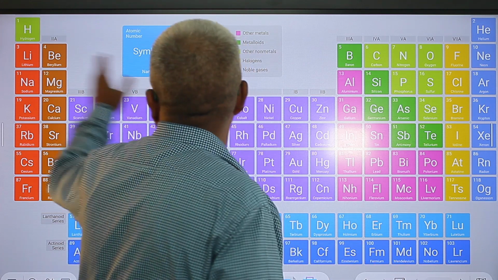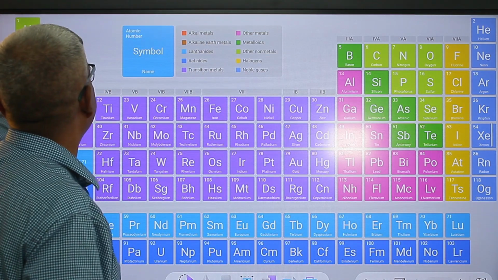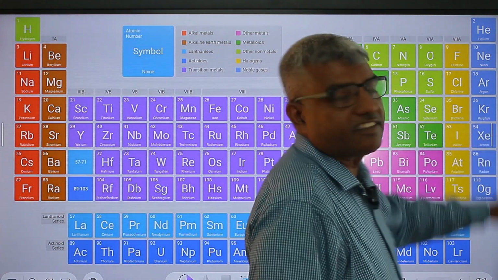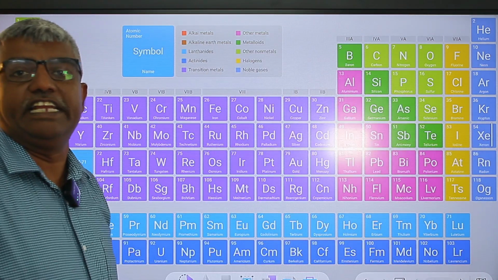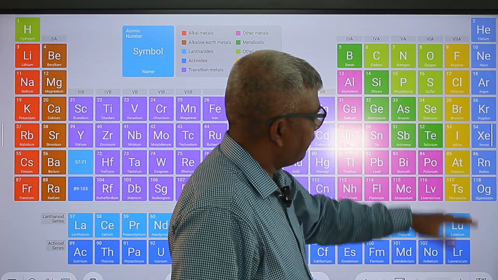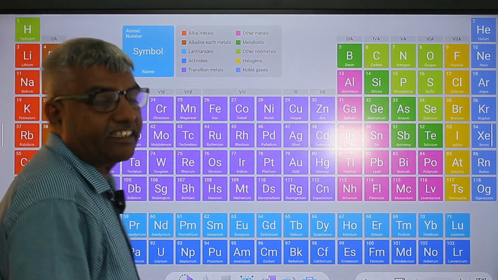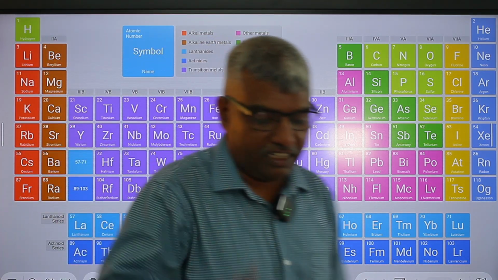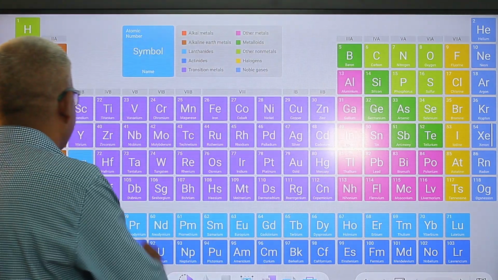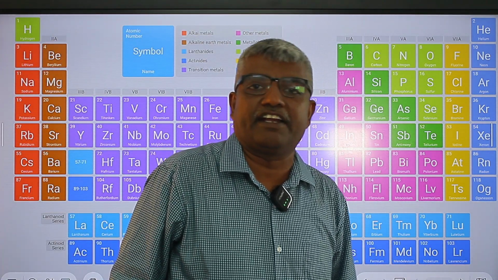There are 18 columns and 7 rows. You see there are 18 columns: 2 columns here, 10 here, 6 here. So 2 plus 10 plus 6 is 18 columns. There are 7 rows. These 2 are not rows; these all are inside lanthanides and actinides. So there are a total of 118 elements. We are going to focus only on elements 1 to 103.